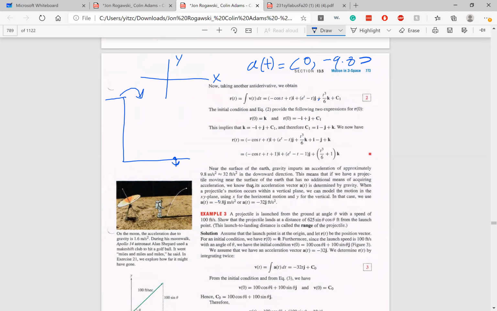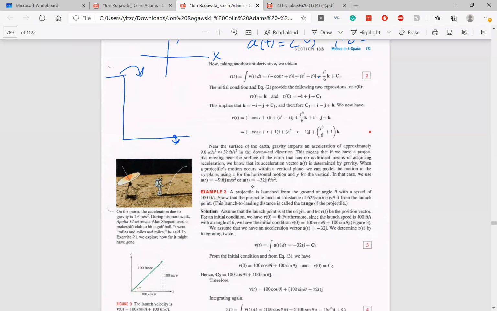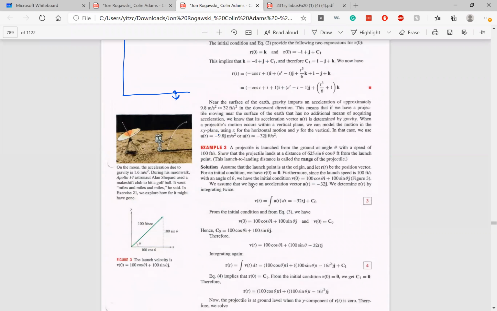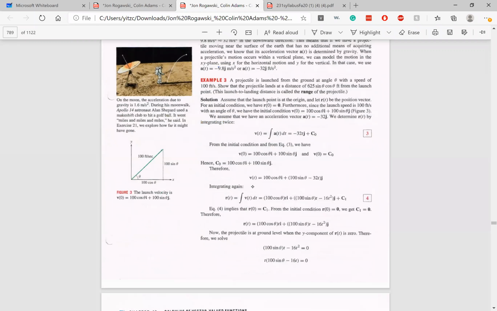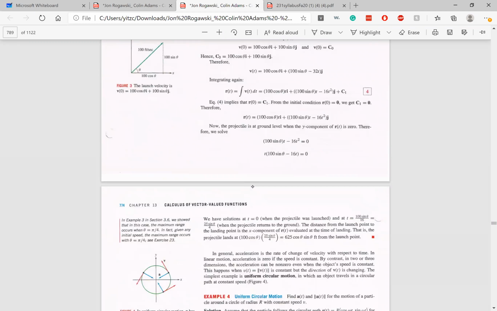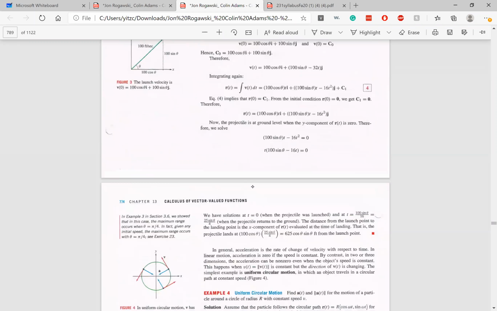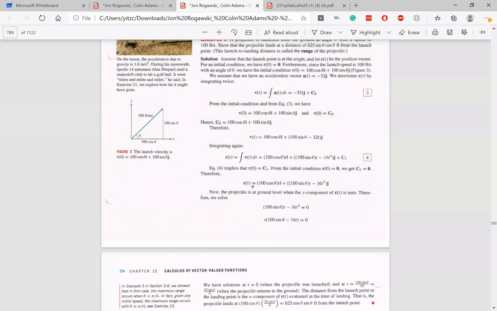So now they ask us to use this information, and they say a projectile is launched from the ground at a certain angle with speed 100 feet per second. Show that the projectile lands at a distance of 625 sine cosine feet from the launching point. Let me see if that sine cosine thing is a mistake. Okay, fine. So the way to do this is by setting up the acceleration vector.